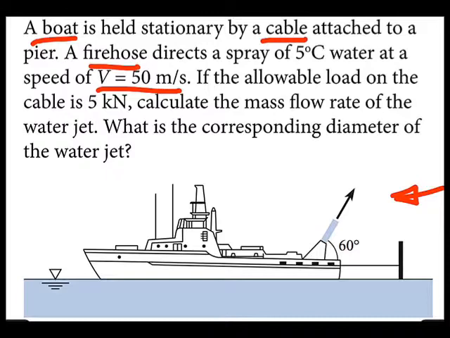And the allowable load on the cable, so that's right there, is 5,000 newtons. So that's about 1,000 pounds force. And the goal is the mass flow rate and the diameter of the water jet.